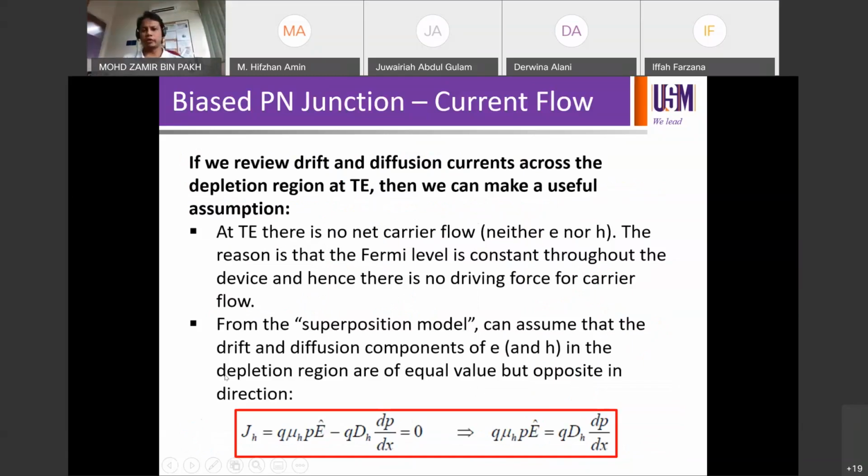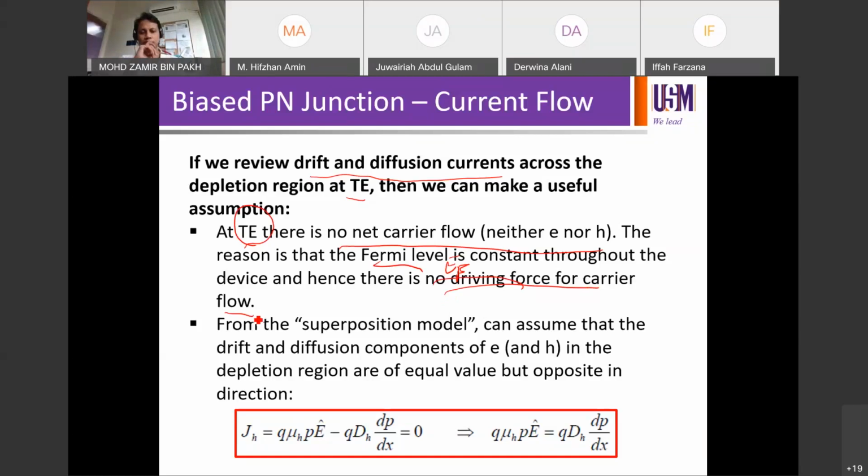So if you look at the drift and diffusion current that we discussed before at thermal equilibrium, then we can make a few assumptions. For example, we've discussed before that at thermal equilibrium, there is no net carrier flow for both electrons and holes due to the reason that the Fermi level is constant. So we only have one single Fermi level at thermal equilibrium. So there is no net driving force forcing the carriers to flow across the junction.